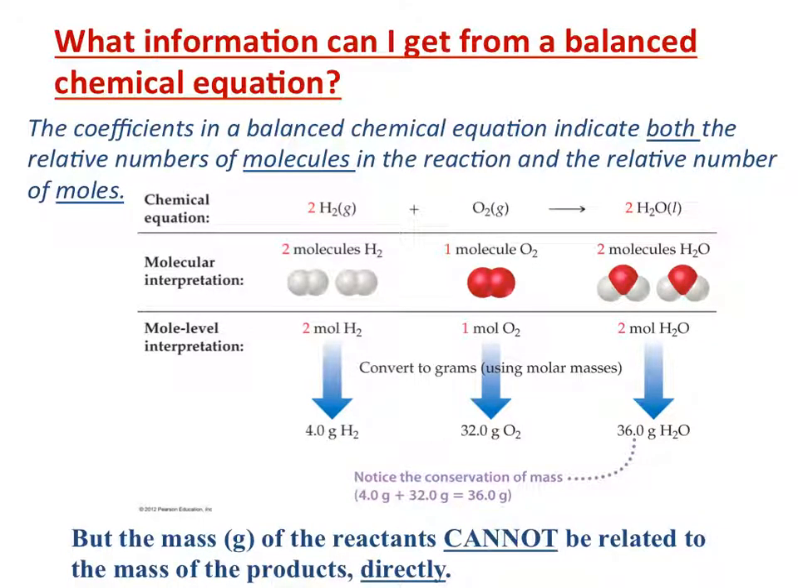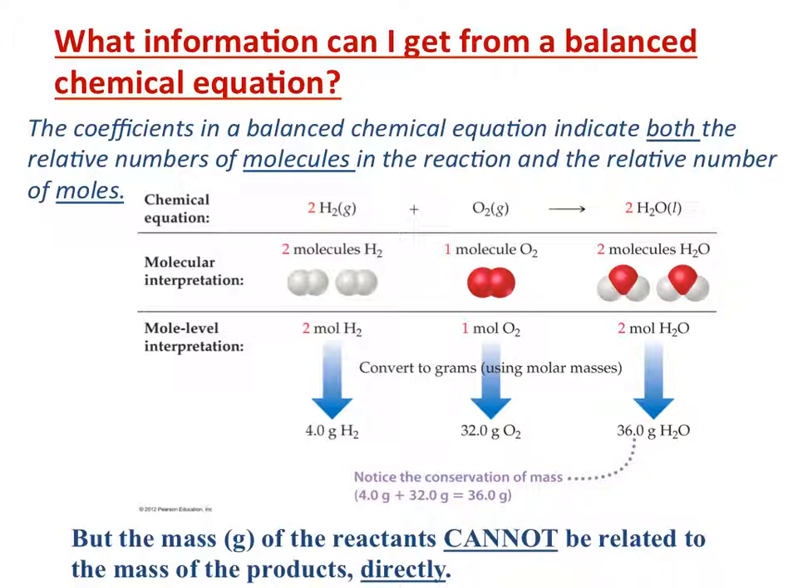Welcome to the how-to for converting moles of one reactant or product to moles of another reactant or product. First, we need to understand what information we can get from a balanced chemical equation. And so when we look at a balanced chemical reaction, as here, where we have two hydrogen gas molecules plus one oxygen gas molecule, produces two water as a liquid.